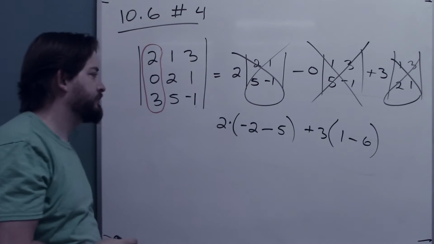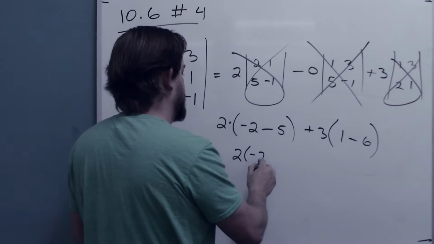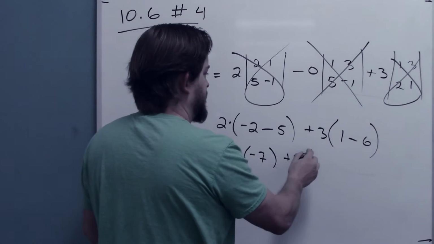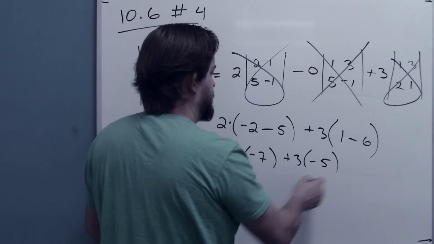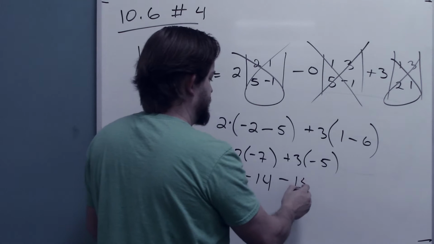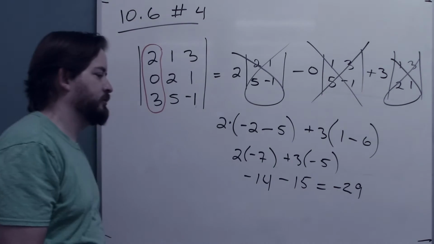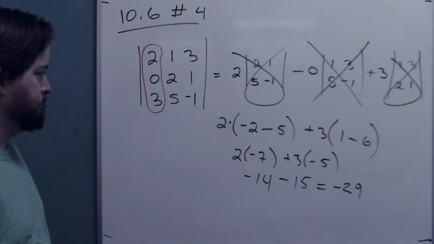Right. Or 2 times negative 7 plus 3 times negative 5. Okay. Or negative 14 minus 15, so I get negative 29. Good.